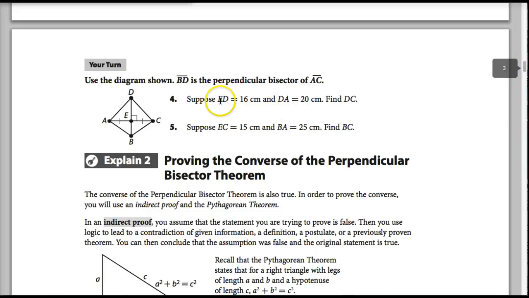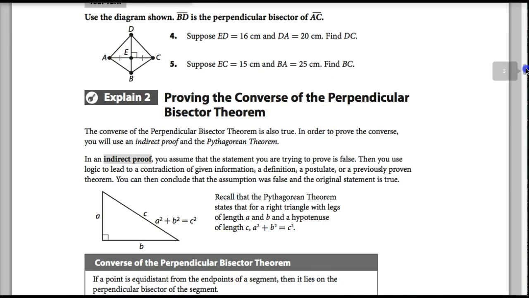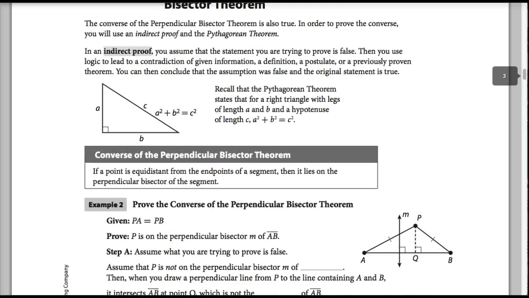So over here, for example, here's ED. ED is 16, and then DA is 20. So what do you think DC is? It says BD is the perpendicular bisector, so of course this is going to be the same as that. Your answer is 20 centimeters. So if you know the theorem, it's going to be easy to solve the math problem.